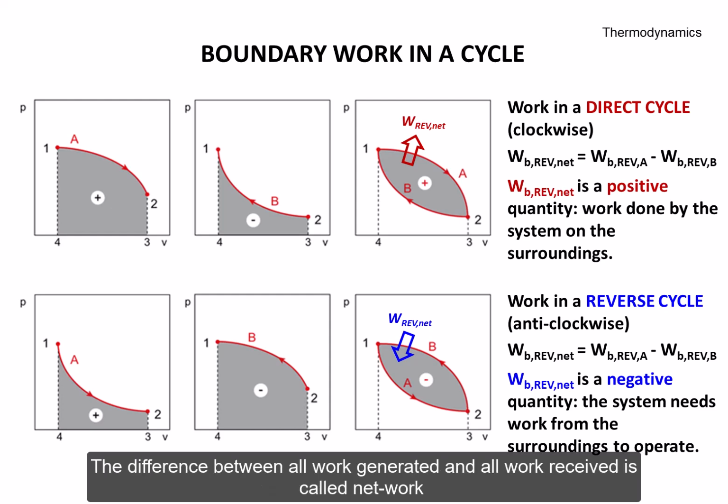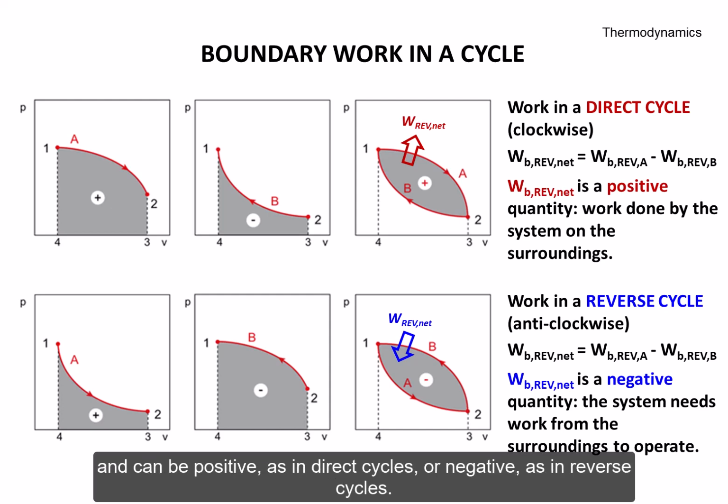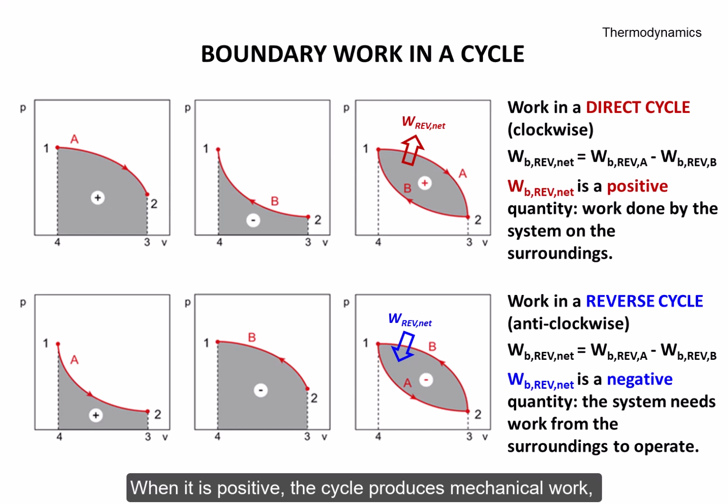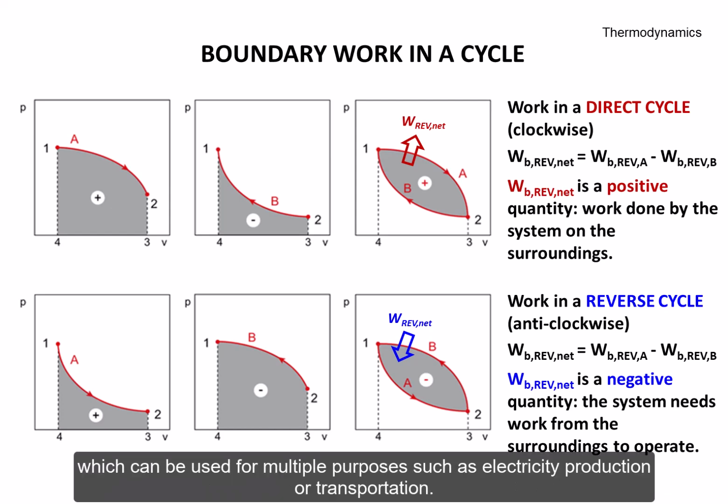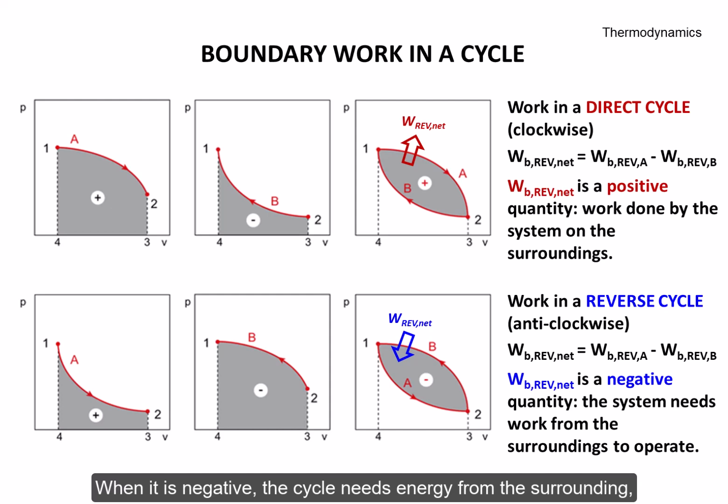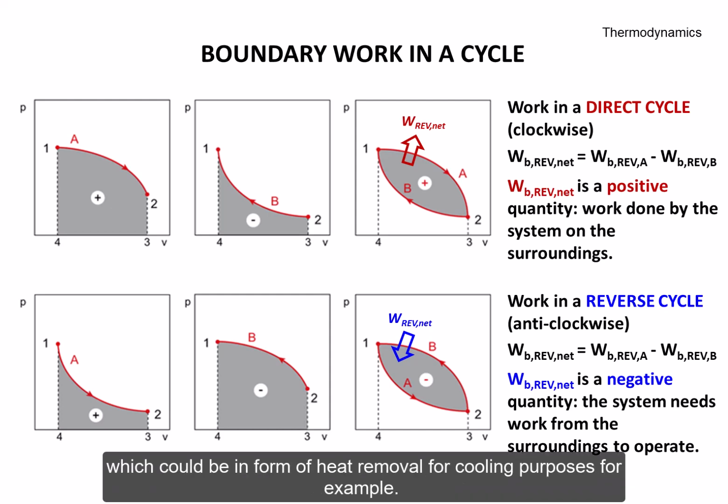The difference between all work generated and all work received is called the net work and can be positive, as in direct cycles, or negative, as in reverse cycles. When it is positive, the cycle produces mechanical work, which can be used for multiple purposes, such as electricity production or transportation. When it is negative, the cycle needs energy from the surrounding, which could be in form of heat removal for cooling purposes, for example.